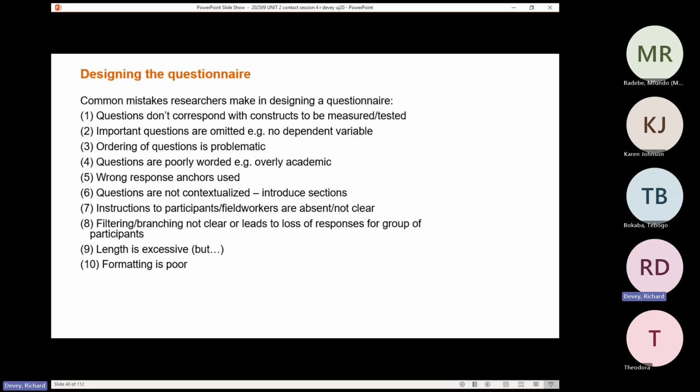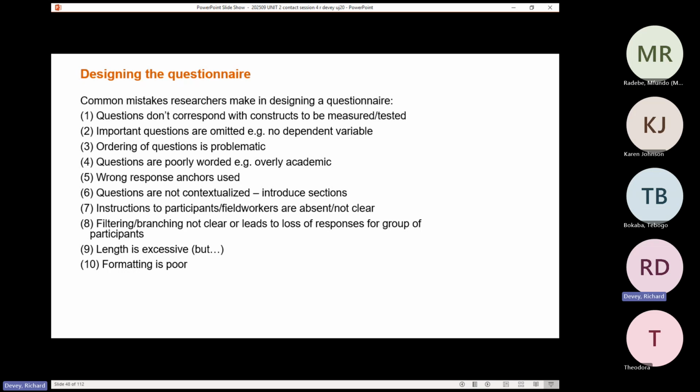Sometimes the wrong response anchors are used. That's a big problem. We often get people using an agree-disagree scale, but that's not always the best scale to use. I'll show you later that there are different options we can use for response anchors. I think I've got it in this set of slides. I might be wrong, but yeah.